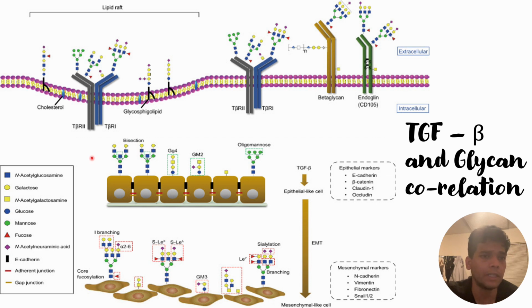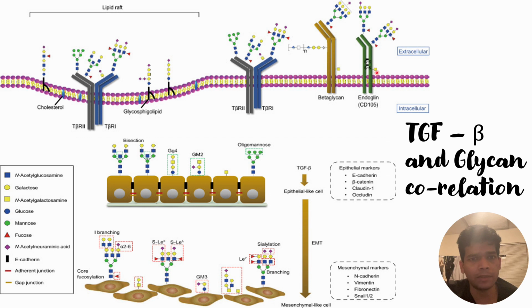Another thing the glycans do is form the lipid raft, and this lipid raft consists of the cholesterol present on the cell membrane, and also these glycan structures, or more specifically the glycosylphospholipids, present on the cell surface membrane close to the TGF beta receptors. Along with cholesterol and the TGF beta receptors, they form a lipid raft, and this helps in the TGF beta receptor and TGF beta interactions.